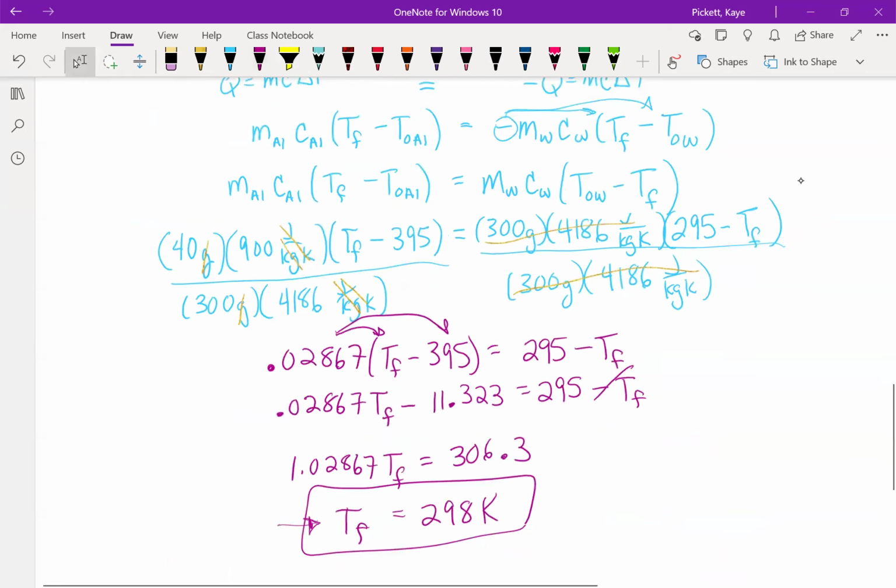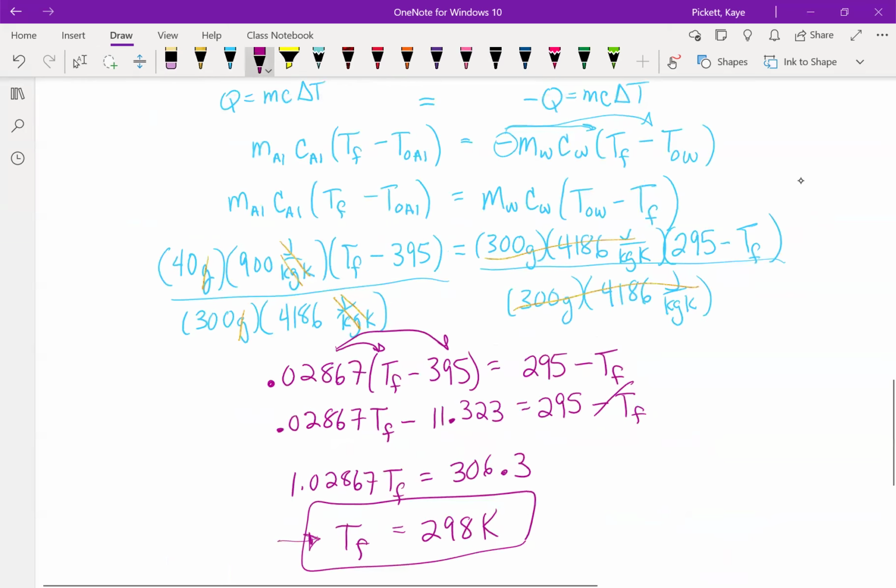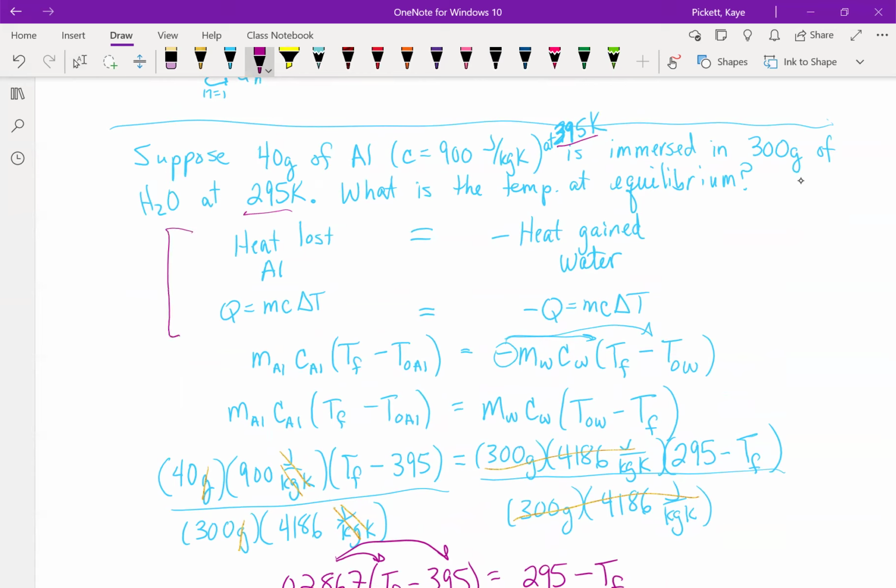If you have more objects, suppose I had a piece of aluminum and I had some copper and I put them in together, and I had water, and maybe I mixed some alcohol. We do this with antifreeze to keep it from freezing. And so it doesn't change the physics, it just changes the algebra. What you will be looking at is the fact that you've got heat lost equals heat gained. Don't forget there's a negative sign.